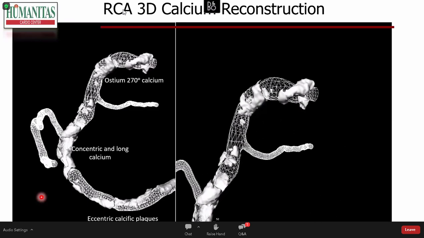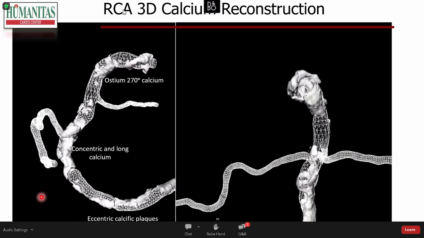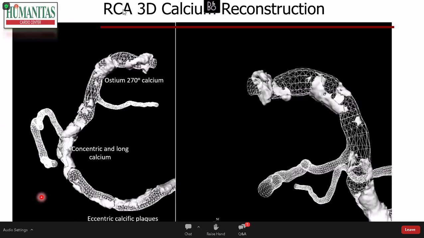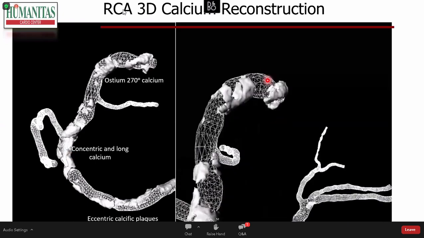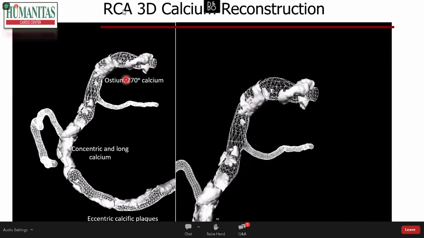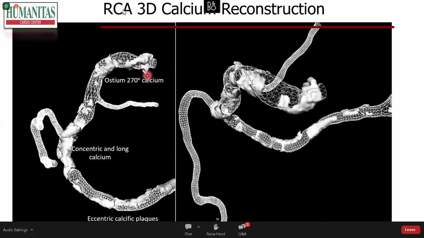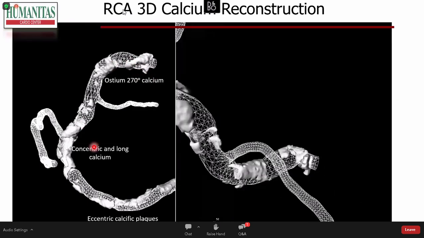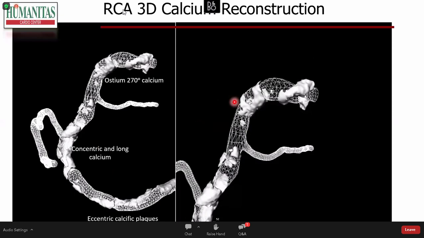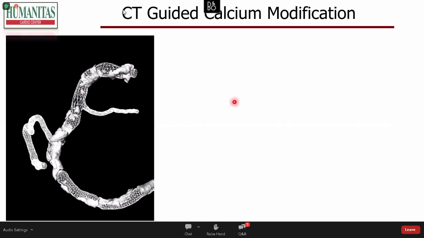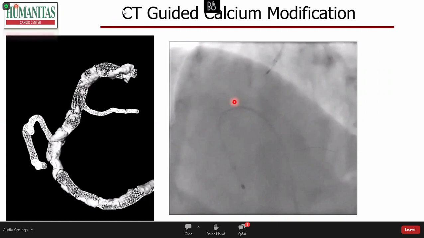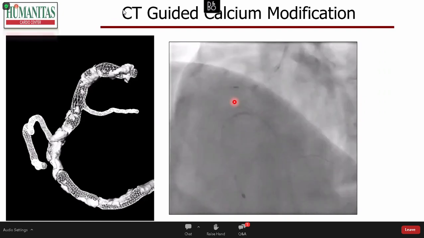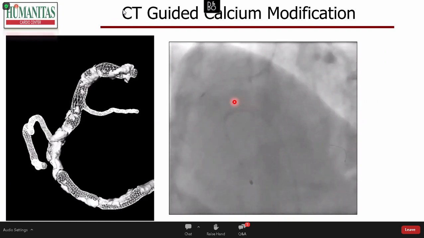By using artificial intelligence tools, we can create a three-dimensional model of the coronary artery. We can measure features like what is the degree of the ostium, how are the calcifications distributed, are they long, are they short, and basically how can I treat this lesion, which kind of stent would I better place to have an optimal procedural success.